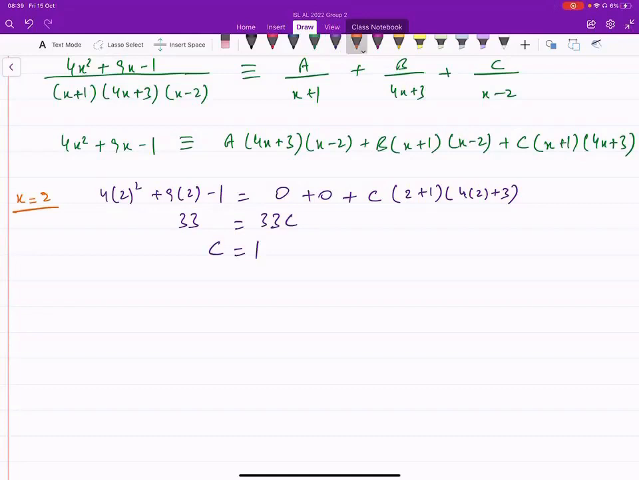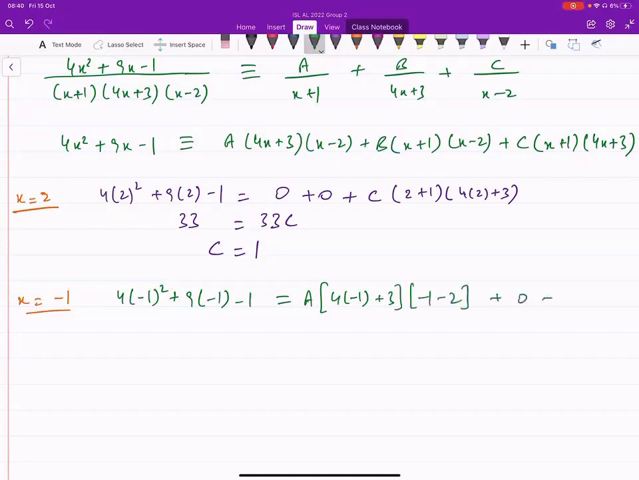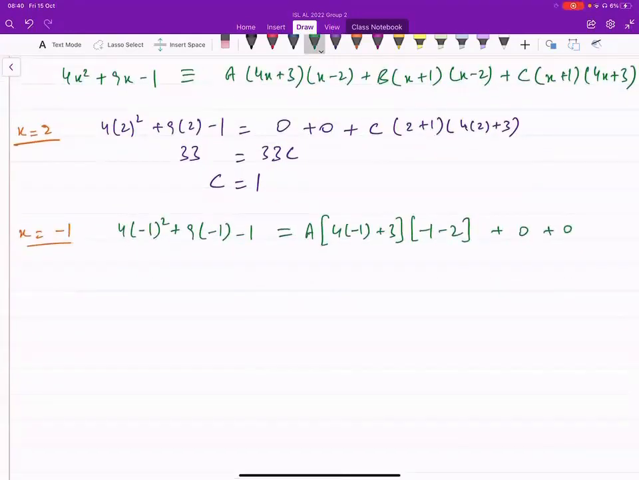X की कोई और value input कर दें. Minus 1. उस पे क्या मिलता है हमें? 4 into minus 1 का square plus 9 into minus 1 minus 1. That is equal to a into 4 into minus 1 plus 3 into minus 1 minus 2, and the other factors become 0. यहाँ पे क्या आता है left पे? Minus 6 equals 3a and a equals -2. ठीक है, a की वैल्यू भी आ गई.